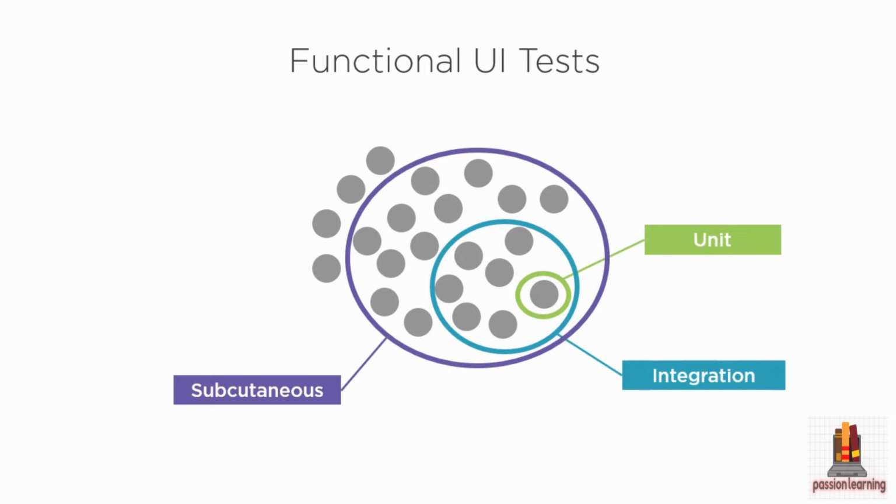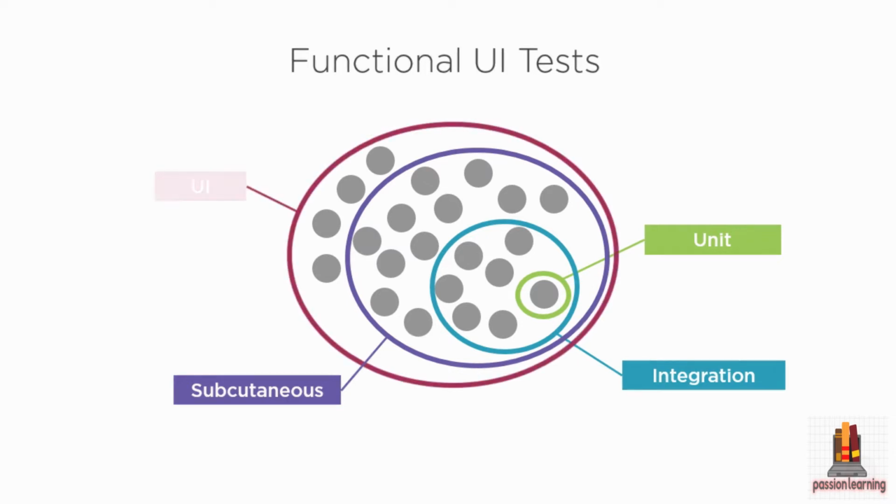Unlike subcutaneous tests, functional user interface tests can test the UI components of the application. Notice here that automated functional UI tests can encompass the entire system, right from clicking a button in the user interface all the way down to interacting correctly with a database. Unlike with subcutaneous tests, when we're using functional UI tests, we can test logic that's encoded in the UI components.